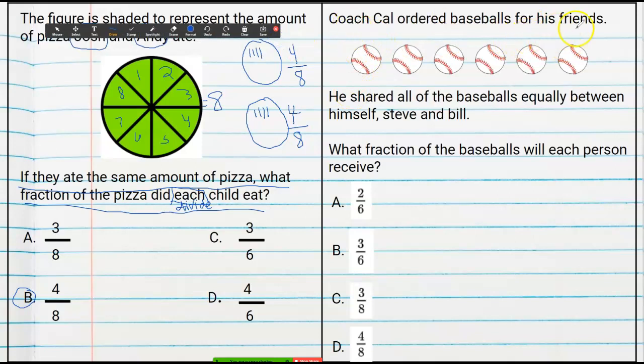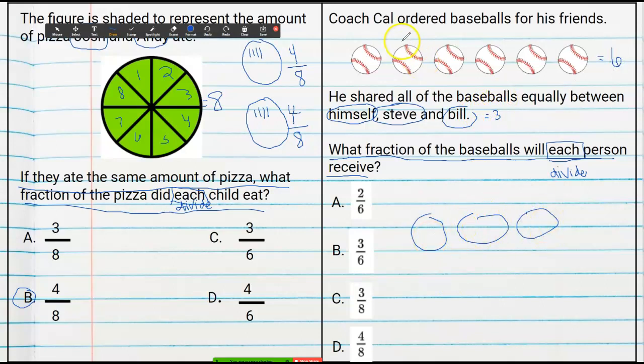Alright, Coach Cal ordered baseballs for his friends. He shared all the baseballs equally between himself, Steve, and Bill. So I have 3 people here. What fraction of the baseballs will each person receive? Again, I have each in my question, which means I'm going to divide. Okay? Now again, remember when we have a picture, we count it. 1, 2, 3, 4, 5, 6. So I have 6 baseballs, and I'm dividing them by my 3 people.